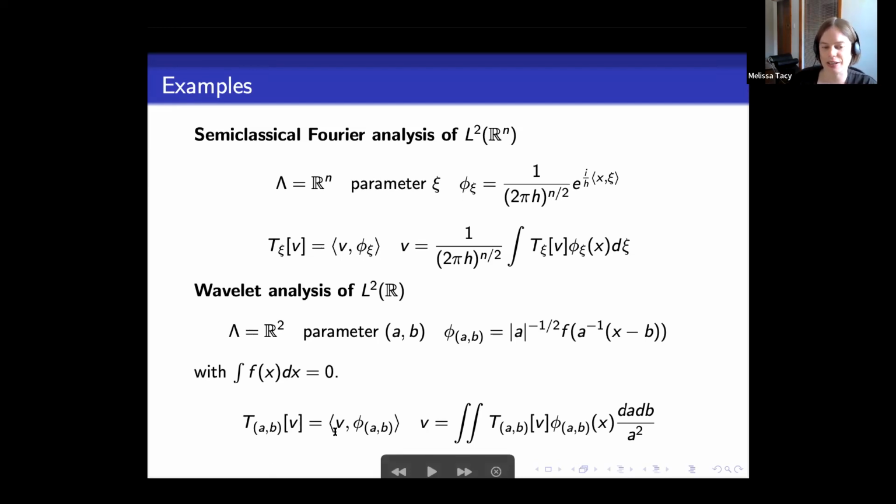The analysis is the inner product of V against phi, and then the synthesis for the continuous wavelet analysis is given with a measure dA dB over A squared. So those are the two analyses that I will be using as we go forth.